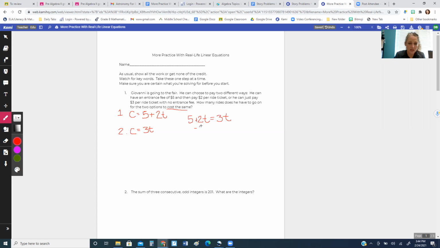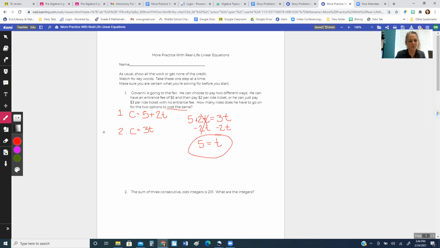I've got a plus 2t. Opposite of addition is subtraction. So I'm going to subtract 2t, subtract 2t, and we get 5 because this goes away. I love that. Equals 3t minus 2t. Oh, how lovely is t? And so, I'm done. I'm not going to have to divide or anything. 5 equals t. So if I go on 5 rides, it's going to cost the same.